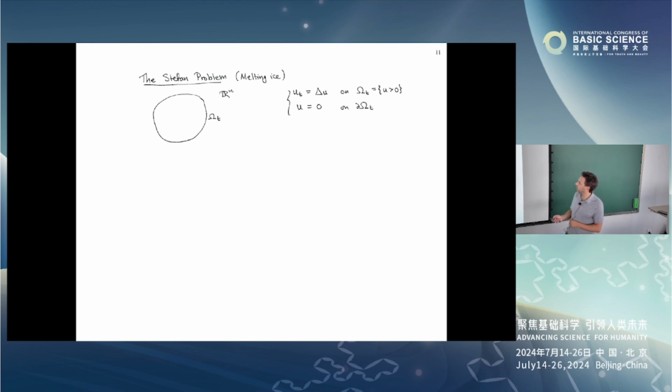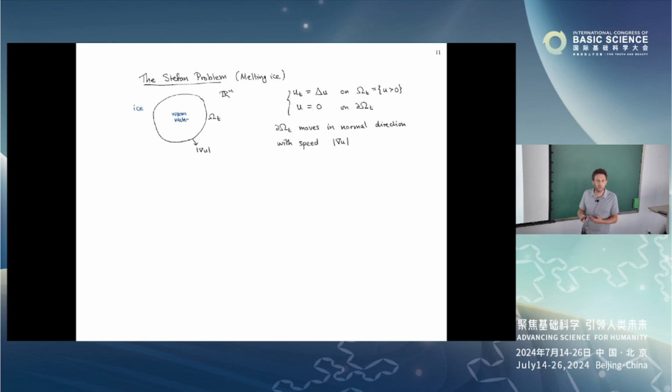And we have a function U, which is going to satisfy ut equals Laplacian of U on this set capital omega T, which is the set where U is going to be positive, and U is 0 on the boundary. And so I'm going to think of the outer part as being the ice, which is kept at temperature 0, and the omega T as being the area where you have warm water. And the idea is that the warm water is going to melt the ice over time. So what happens is that this omega T is going to expand.